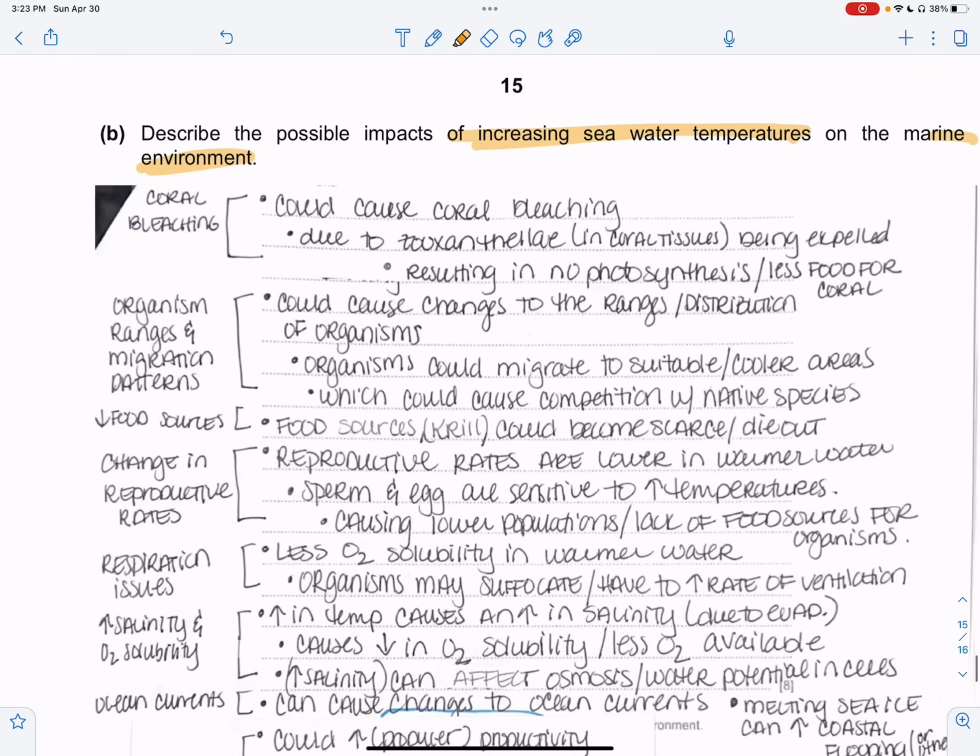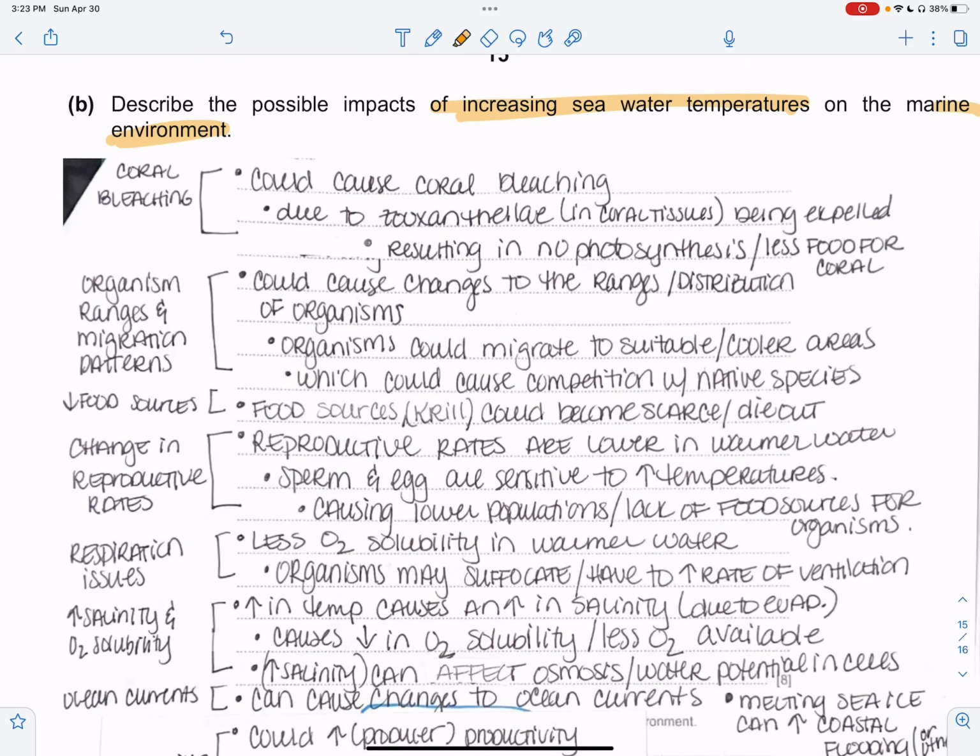So this could cause coral bleaching. This is due to zooxanthellae being expelled. Zooxanthellae are inside of coral tissues, inside of coral polyps. They perform photosynthesis in this mutualistic relationship, get expelled, and this will result in no photosynthesis in that area because corals don't do photosynthesis. It's the zooxanthellae inside of them.